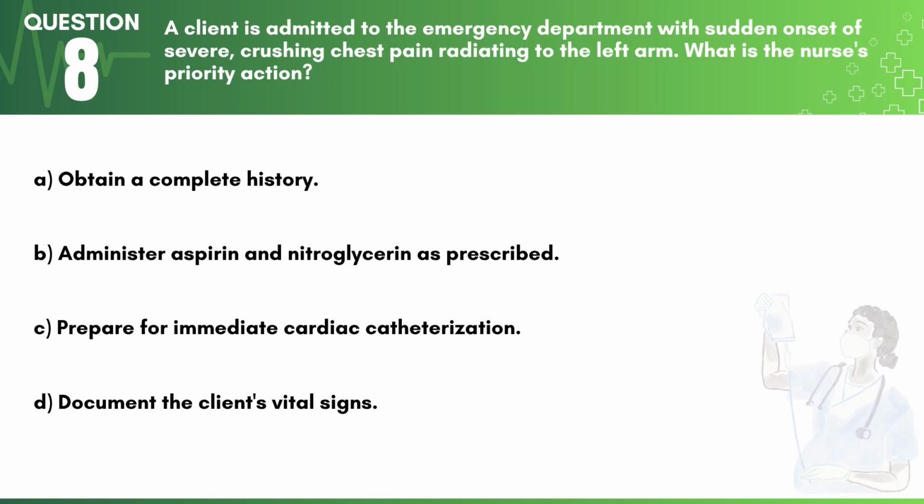Question 8. A client is admitted to the emergency department with sudden onset of severe, crushing chest pain radiating to the left arm. What is the nurse's priority action? A. Obtain a complete history. B. Administer aspirin and nitroglycerin as prescribed. C. Prepare for immediate cardiac catheterization. D. Document the client's vital signs.